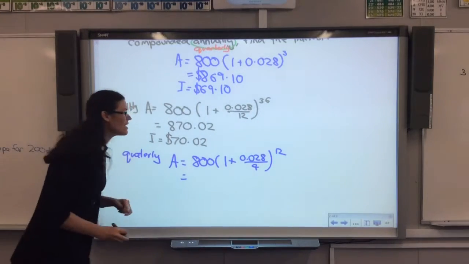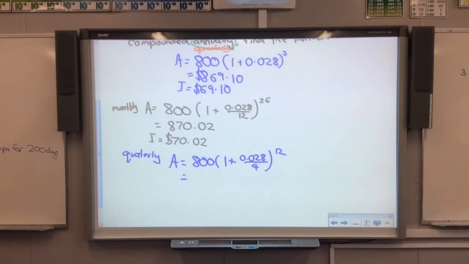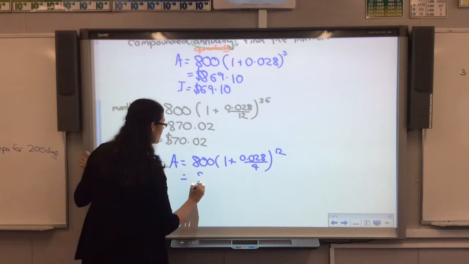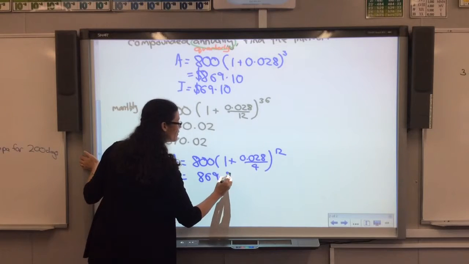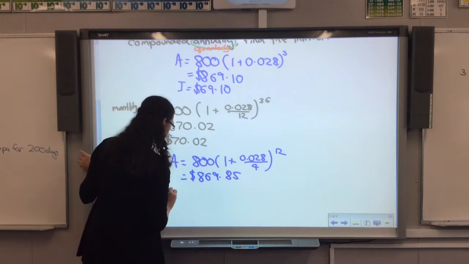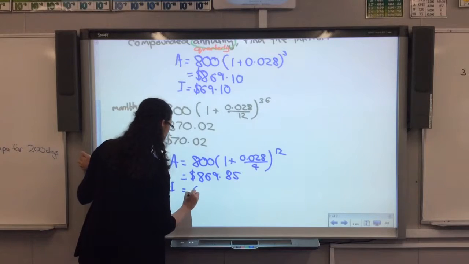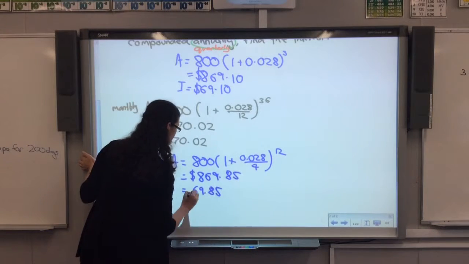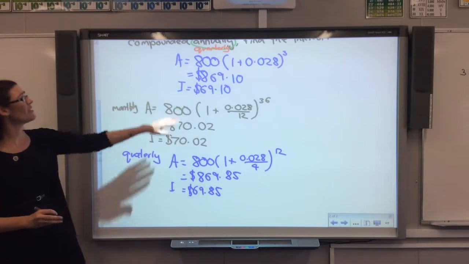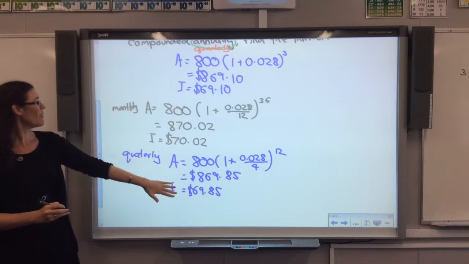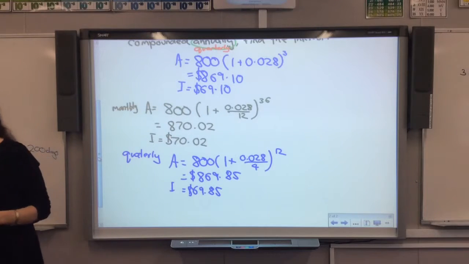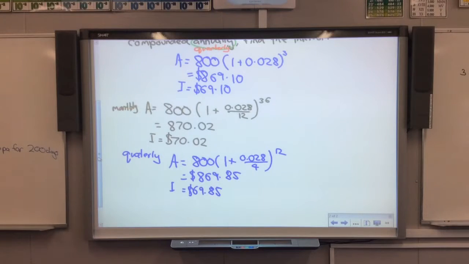I grab a calculator, I type it in, what do I get? $869.85. So my interest was $69.85. Which, as we expect, is a little bit more than yearly, but a little bit less than if it's done monthly. Okay, is everyone understanding how we get our N and our R the same every time?